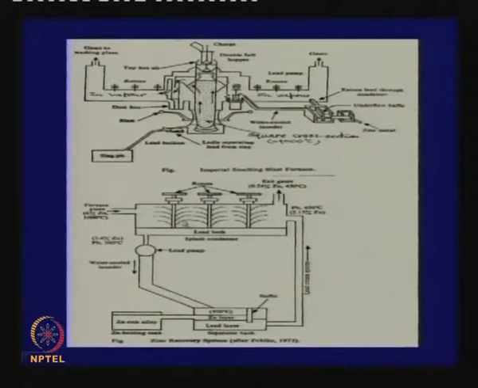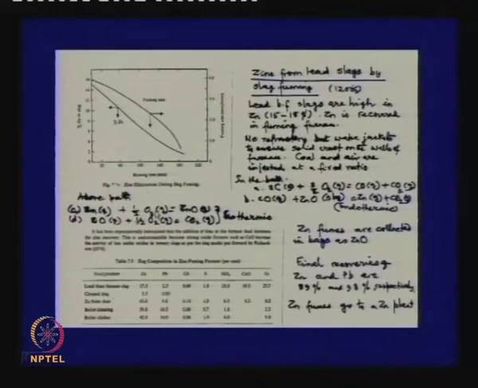Then in the imperial smelting process, they have the method of dissolving the zinc vapors in a spray of molten lead to form a zinc lead alloy, and when that alloy is cooled, zinc separates out according to the phase diagram, and that lead will be recirculated. It is a very tricky process, but that is the basis.